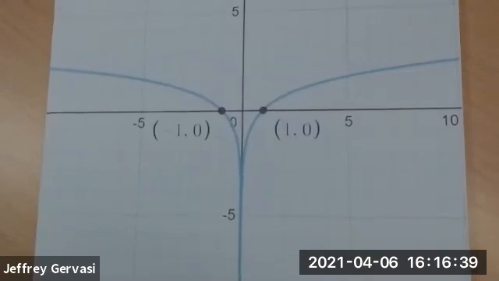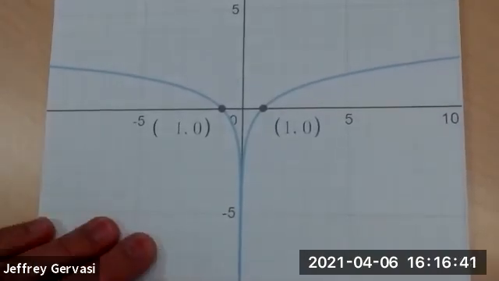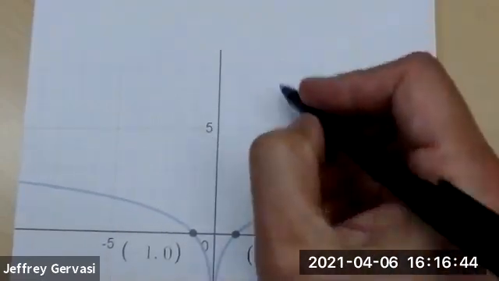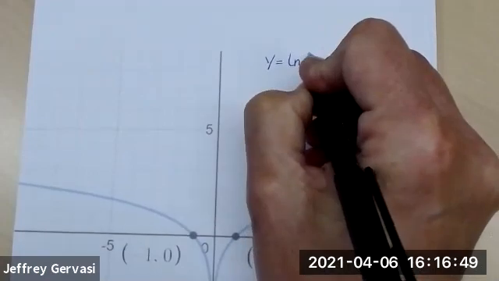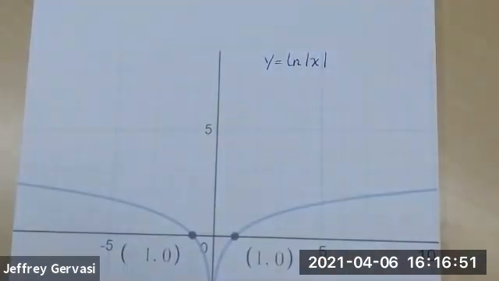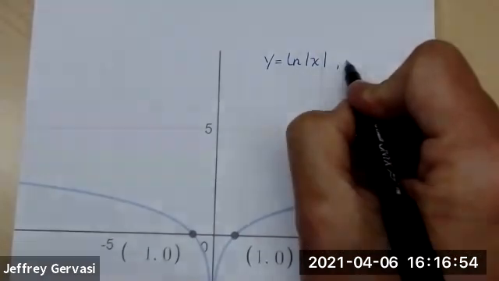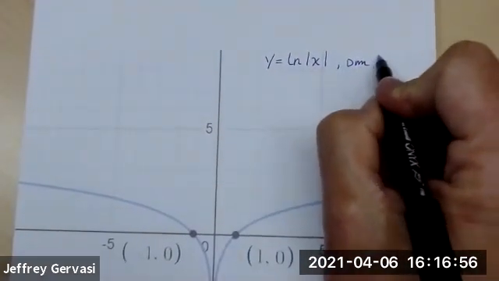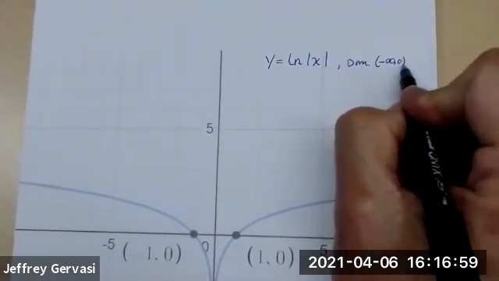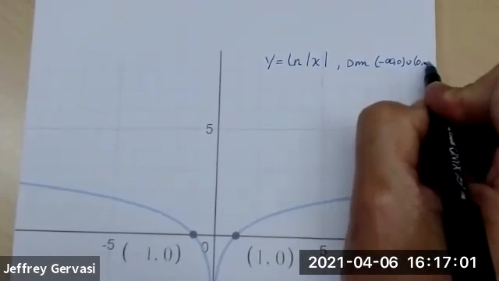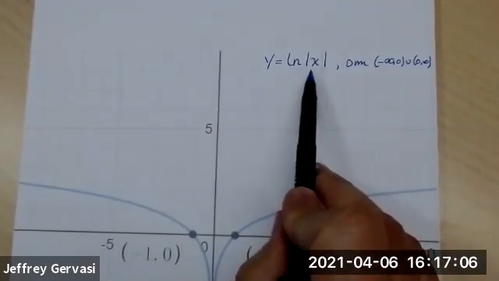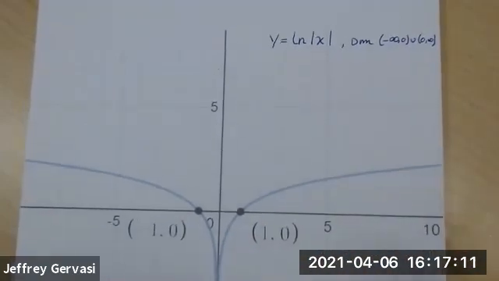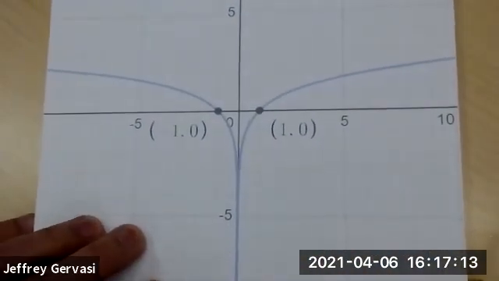Here's a function. I'll write it up here. This graph is the graph of this function: y equals the natural logarithm of the absolute value of x. Now note that the domain of this function is all real numbers except 0, right? Because you can't take the logarithm of a negative number, and you can't take the logarithm of 0. But we have absolute value bars around the argument, so we don't have to worry about logarithms of negative numbers. Only 0 do we have to worry about. And here's what its graph looks like.